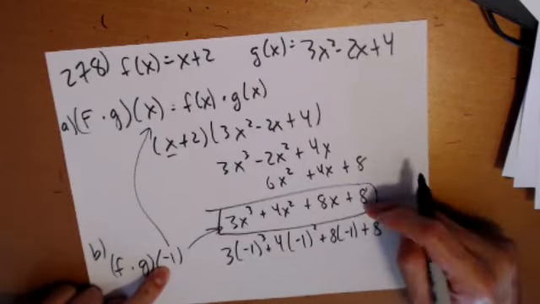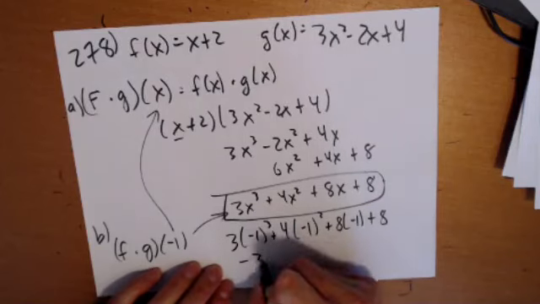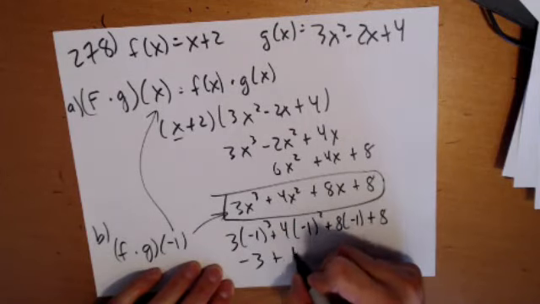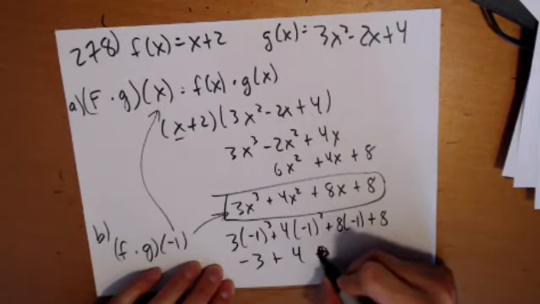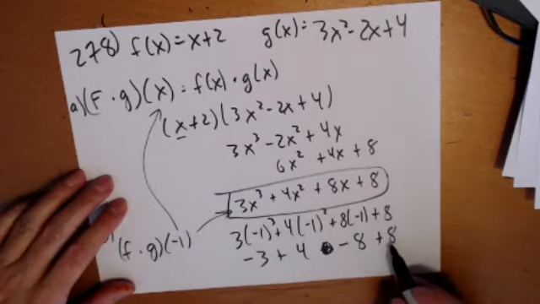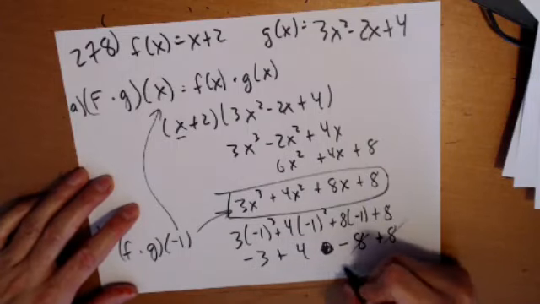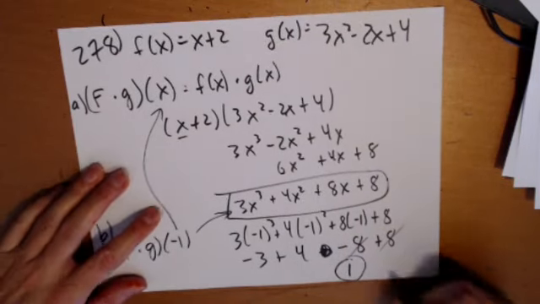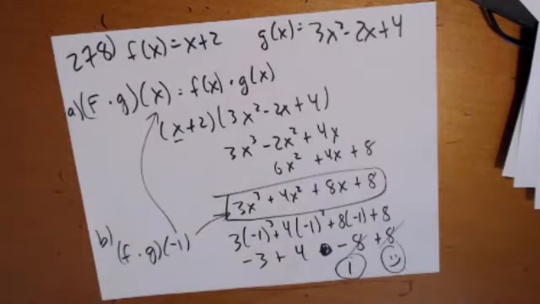Okay, so negative 1 cubed is negative, plus negative 1 squared is positive, minus 8, plus 8. Negative 8 and 8 go bye-bye. Negative 3 and 4 give me a 1. Done! Okay. Now 5.3 is totally manageable.